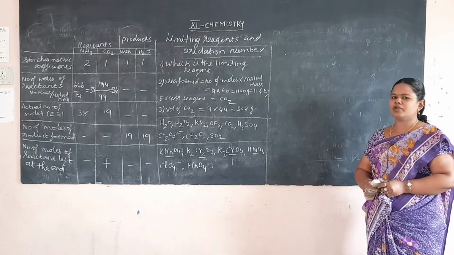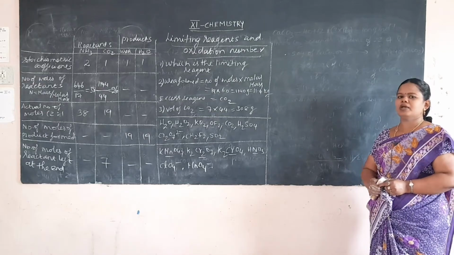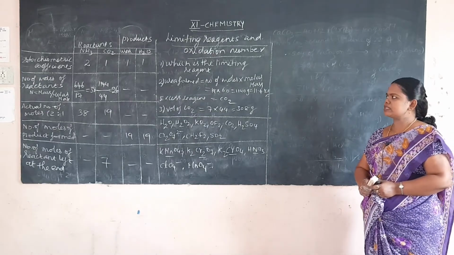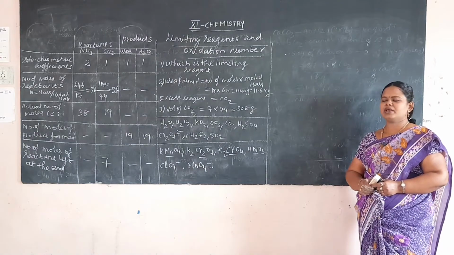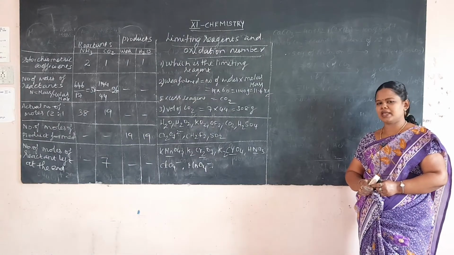Good morning to everyone. Today we will learn about an important concept. This is very easy to learn. That is limiting reagents and oxidation number. Okay, very easy topic. Of course, this lesson involves many calculations.